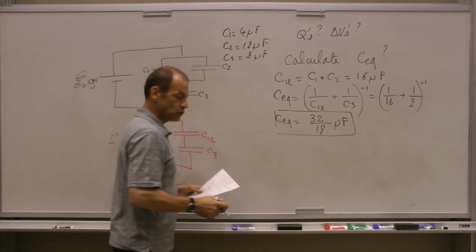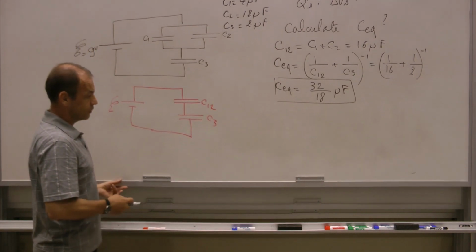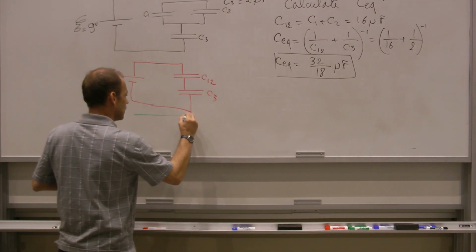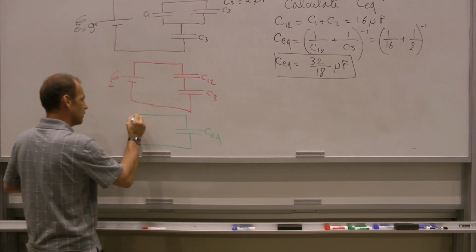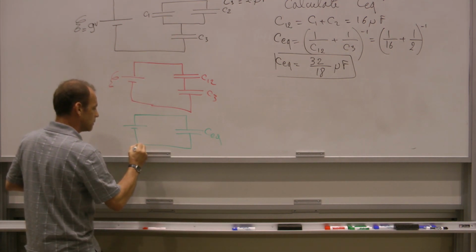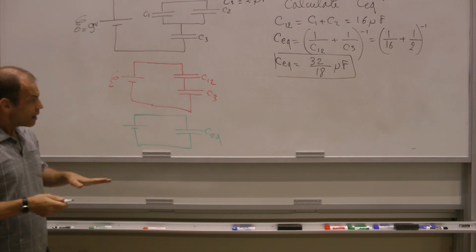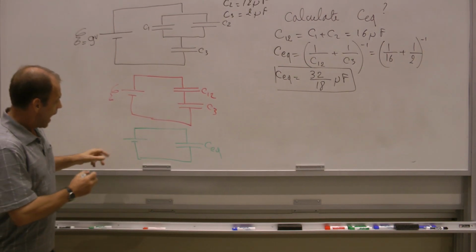Here's step number 1, which was to calculate the total equivalent capacitance of that circuit. So now I am down to a circuit that is simply one C equivalent connected to the battery. So we've reached the bottom part of the calculation. Now we're going to be climbing back up.